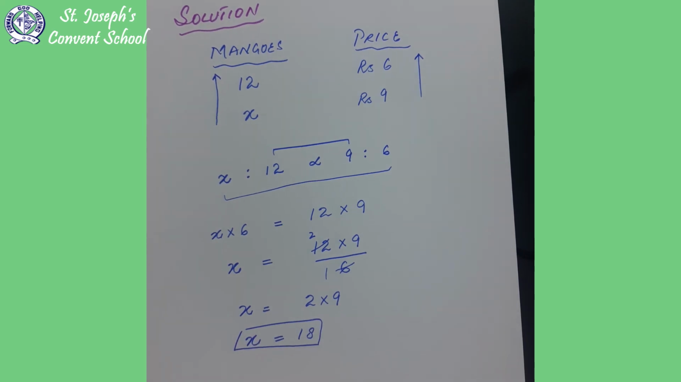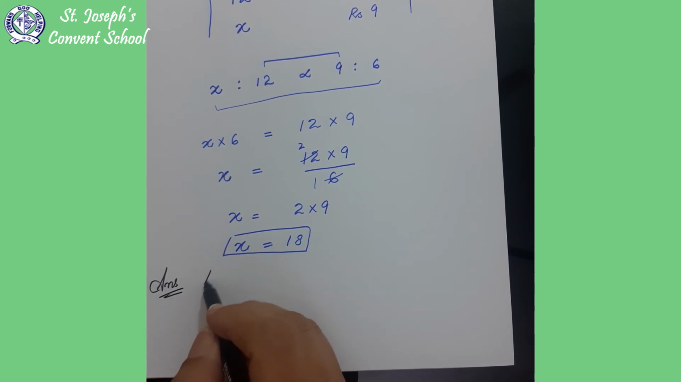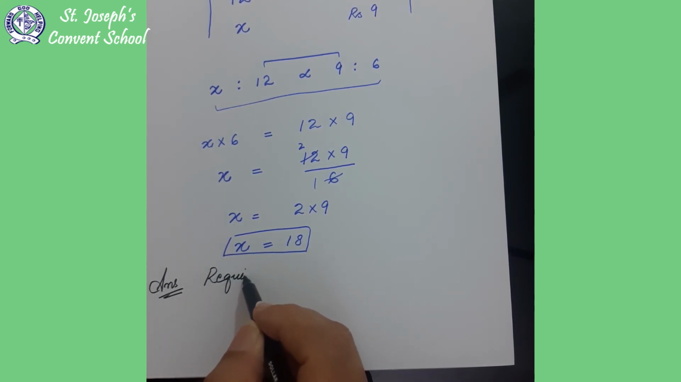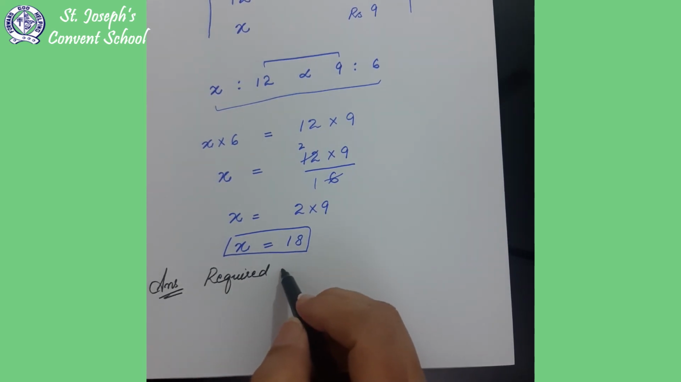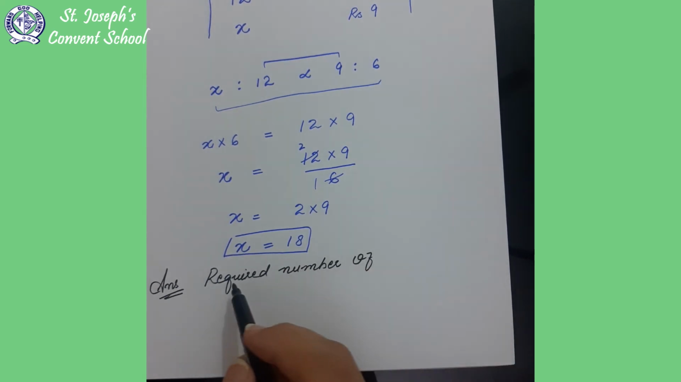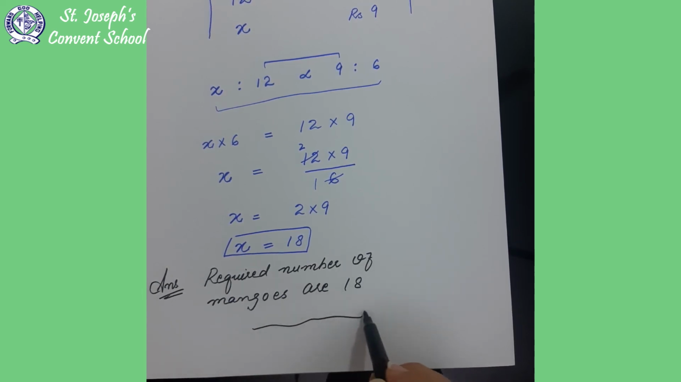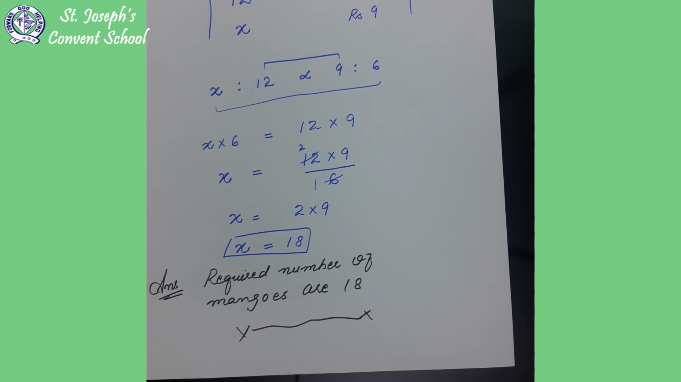Now answer, you will write a statement for the answer. Okay, so answer is, the statement we are going to write in the answer: required number of mangoes are 18. Okay, so this is the statement. Statement is the answer. Okay, so it is not difficult, easy it is.